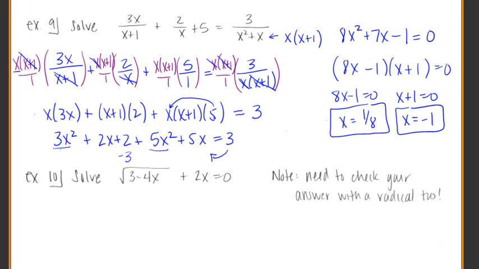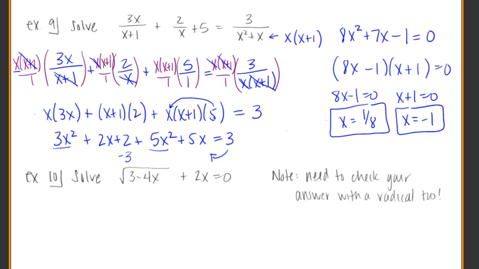Okay, I went ahead and factored it to 8x minus 1 and x plus 1. And so when I set each one of these equal to 0, if I move for this 8x minus 1 equal to 0, if I move the 1 over, it becomes positive, and then divide by 8, so 1/8. And the next one, x plus 1 equals 0, just move the 1 over and we get negative 1.